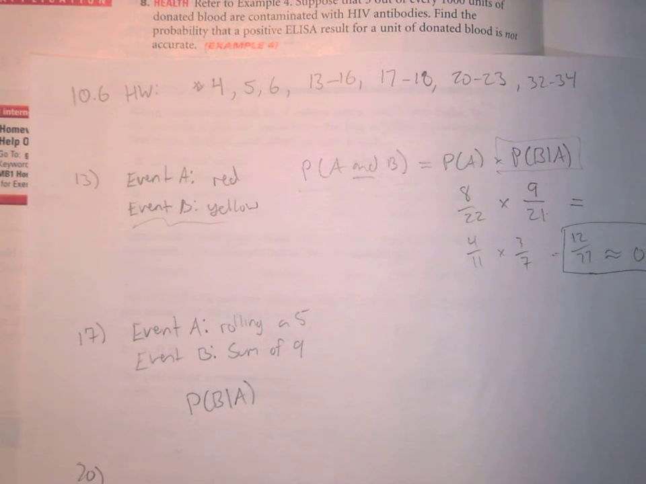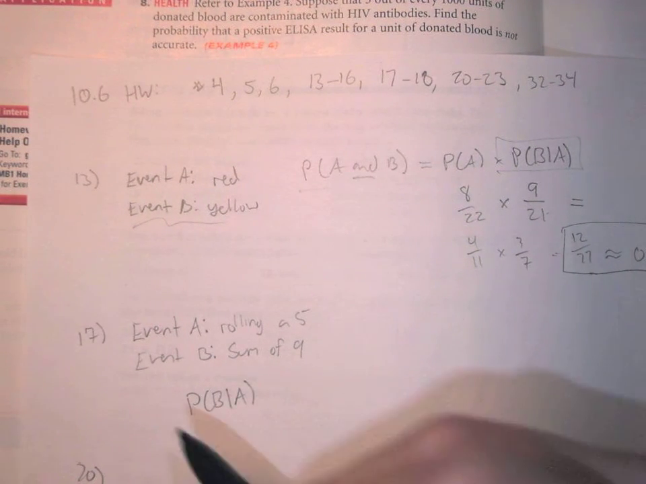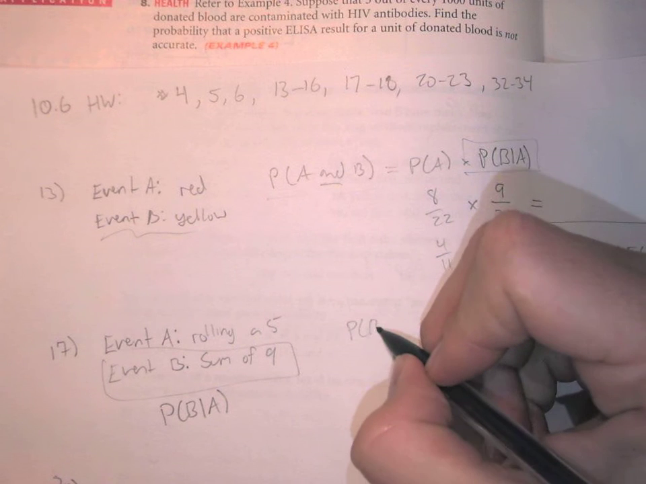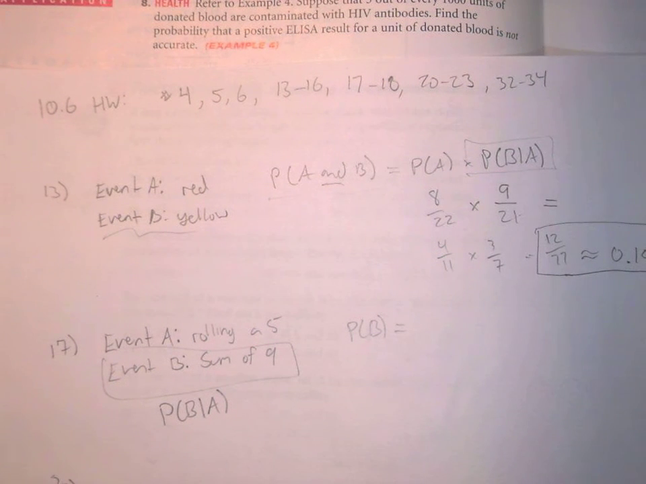Now, if we wanted just the probability of B, which we don't, we would ask how many different ways are there to roll a 9 with 2 different rolls. Well, there's 5 first and then 4 second. There's 4 first and then 5 second. There's a 3 and then a 6. There's a 6 and then a 3.